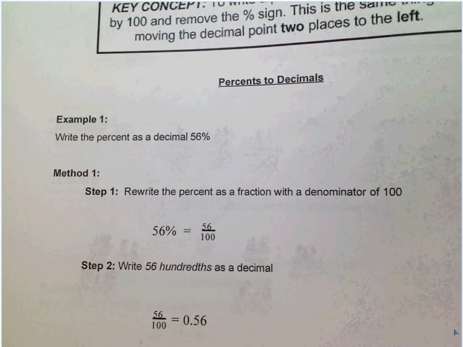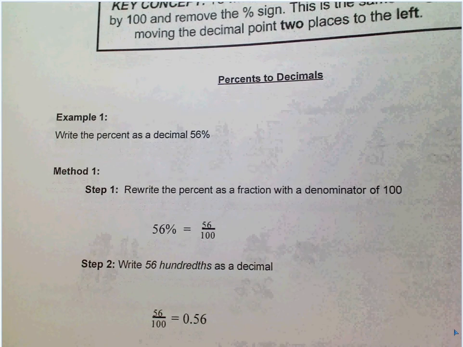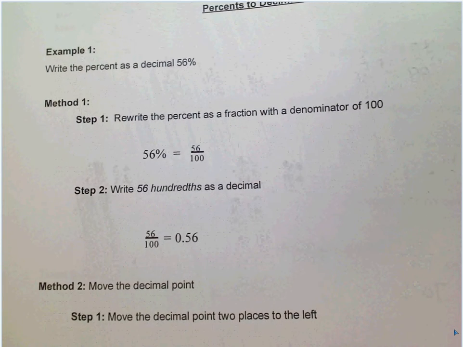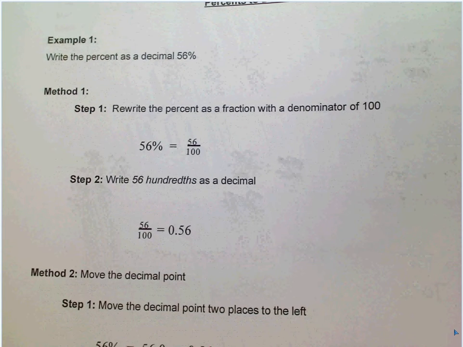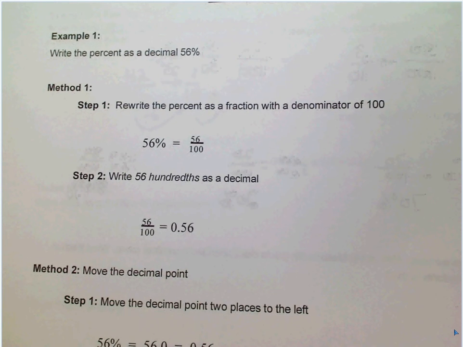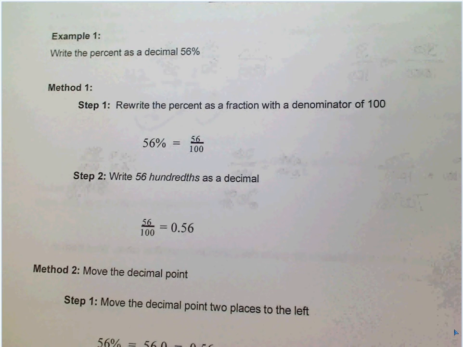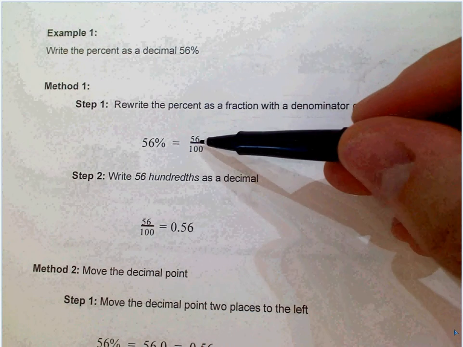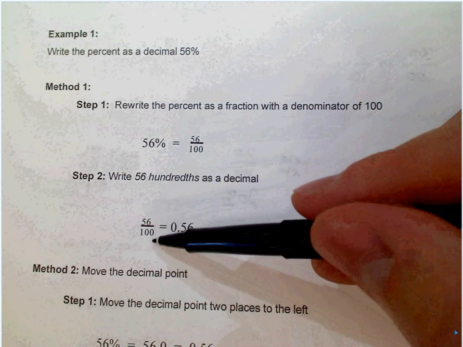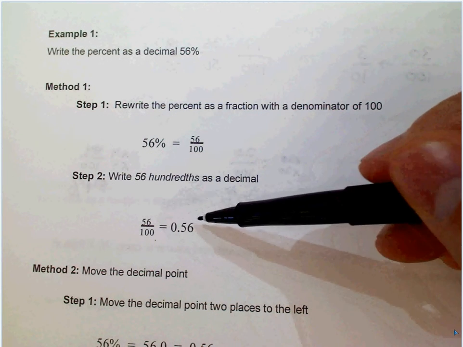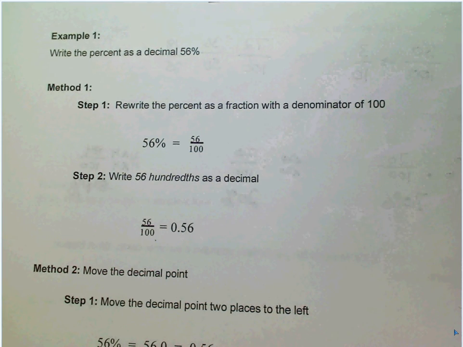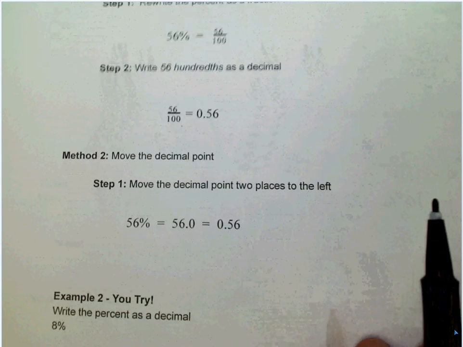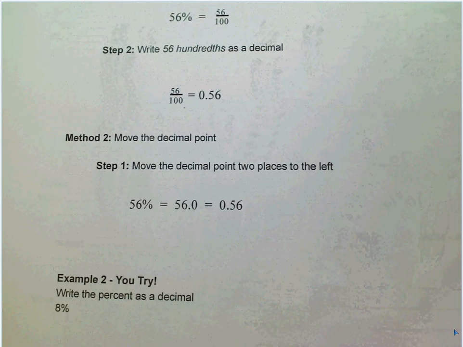There really are 2 methods in order for you to change percents to decimals. The first method is to rewrite the percent as a fraction with a denominator over 100. And then, as we've talked about, place value matters. So right here, we have 56 hundredths, and as we say these two, they're equal. Or, if you take a look, we move the decimal point 2 places to the left.